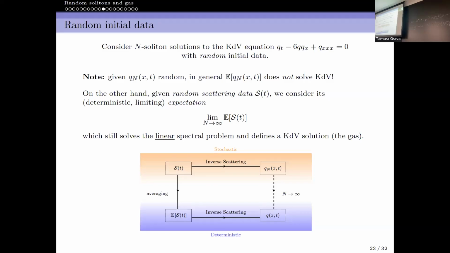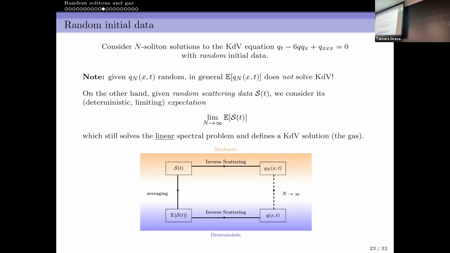So I'm starting from something random here, which I know how to handle, and I know how to do this. The point is that I'm getting something random here, I take the expectation, and this is linear, so you don't change. So if you do inverse scattering on this expectation, it is still a solution. So the point is how these two objects are related.